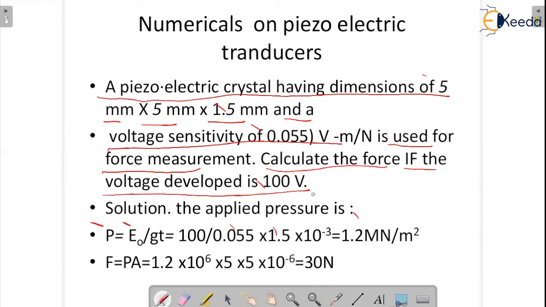Similarly, I know that pressure is equal to force per unit area, but he is asking for the force. Force is p into a, the pressure is already there, and area is length into width. Now substitute, and you get the answer, 30 Newton. Like that, you have finished the problems based upon the concept.